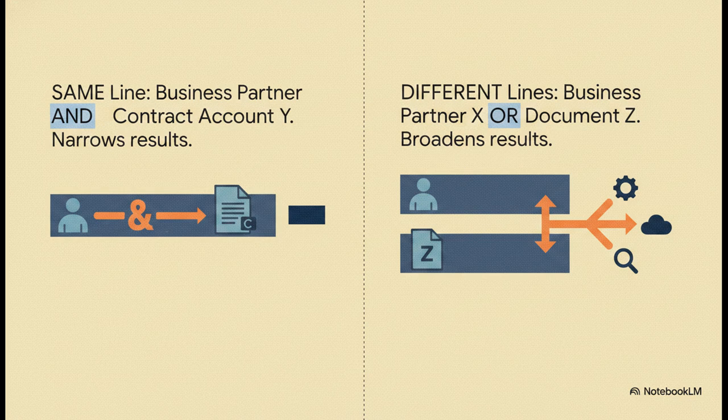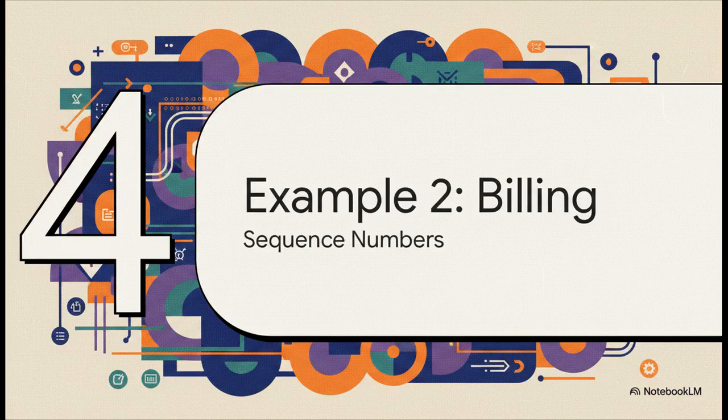You're telling the system, hey, only find me stuff that matches this partner and this account. But if you put that business partner on line 1 and then maybe a document number on line 2, you've just created an or. The system will now find everything for that partner or everything for that document, a much wider net. Okay, so that example was pretty visual.